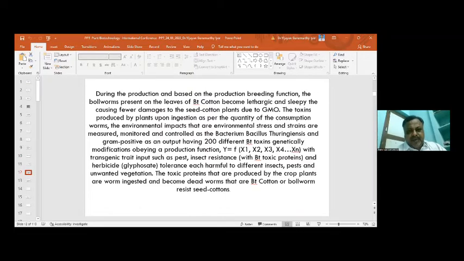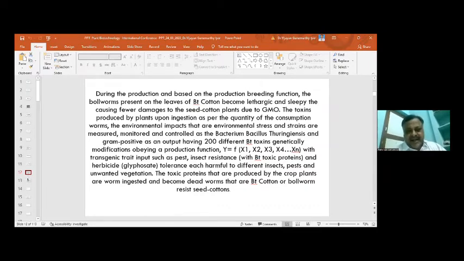And so during the production, the production function is given, y is equal to a function of x1, x2, x3 to xn, where x1, x2, x3, x4 are the breeding inputs. Y is the breeding output. So by means of these BT toxins, genetically modified, 200 varieties have been investigated, with inputs such as pest and insect resistance, BT toxic proteins and herbicides, each harmful to different insects and pests. The toxic proteins are produced by the crop plants, and the worm ingests them and becomes a dead worm. These are BT cotton and bollworm resistant seed cottons that have the potential of 90% BT toxic load on the environment.